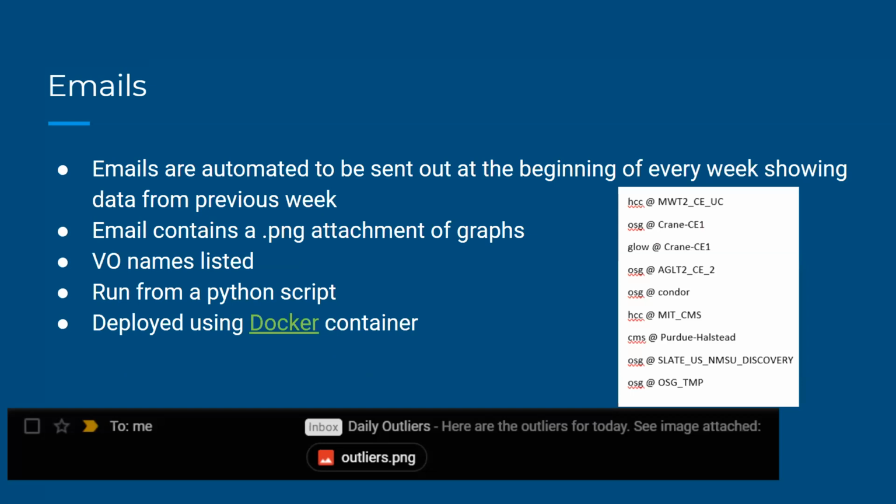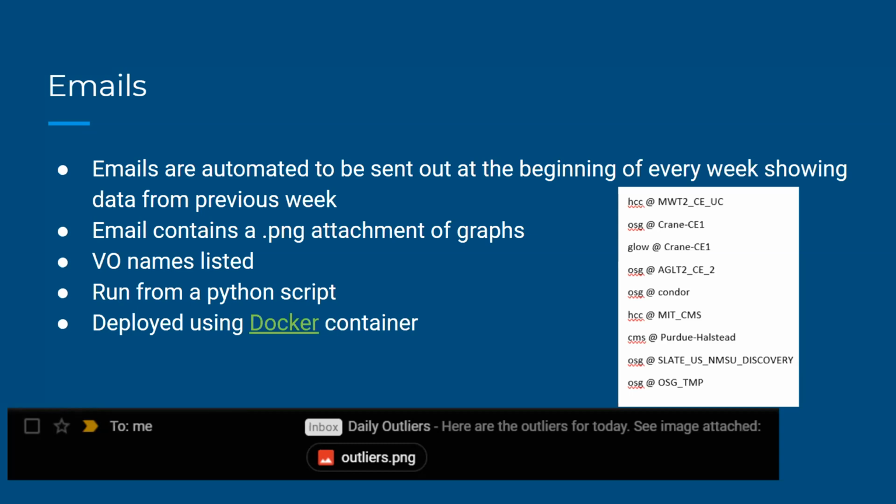And we have some emails that are also going to be automated and sent out at the beginning of every week. This will be showing the data from the previous week. These emails will contain a PNG attachment of graphs. And the emails will contain all the VO names that are going to be listed. So you can see in this picture, like all these VOs will show up in the email, and you'll have a little outliers.png file that you can look at to see the graphs. And those graphs are just from a few slides ago.